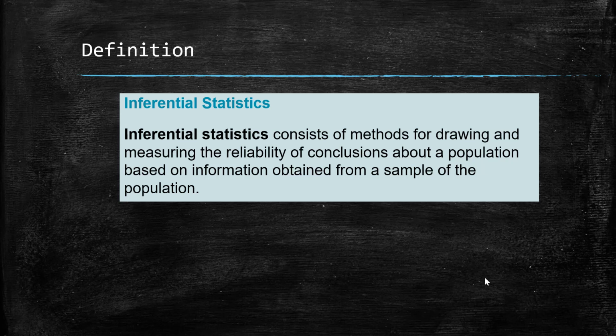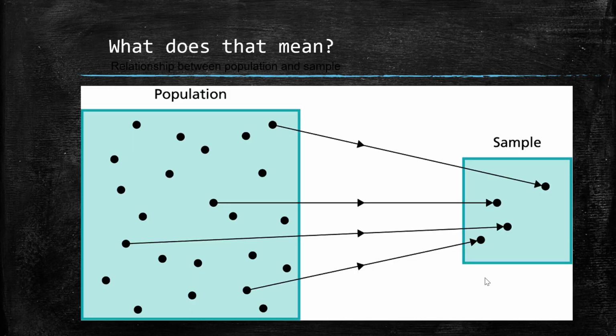So inferential statistics then consist of methods for drawing and measuring the reliability of conclusions about a population obtained from a sample. So this is inferring information. So it's as if we have this population and we're taking this sample and we're going to describe the population based on the sample.